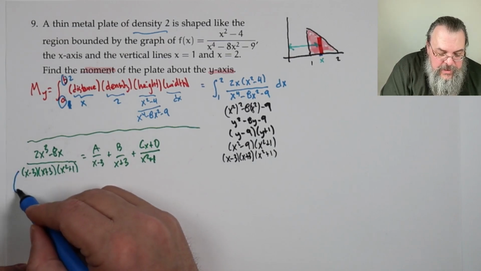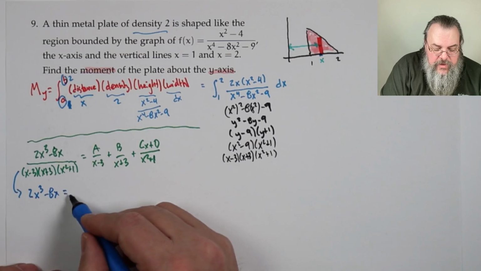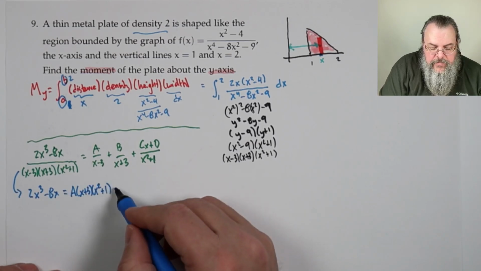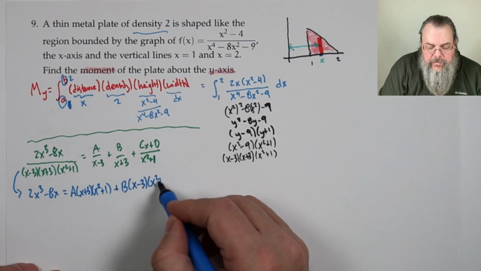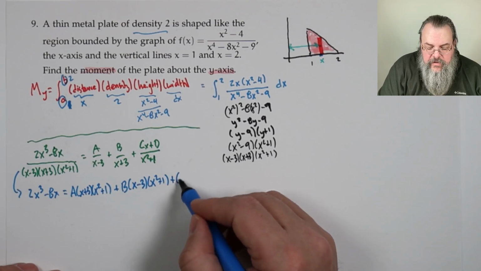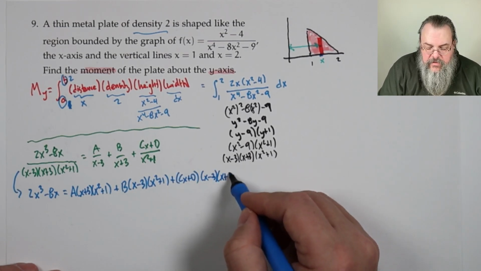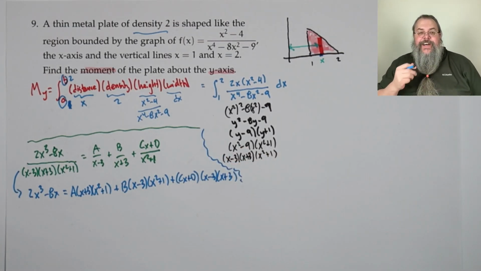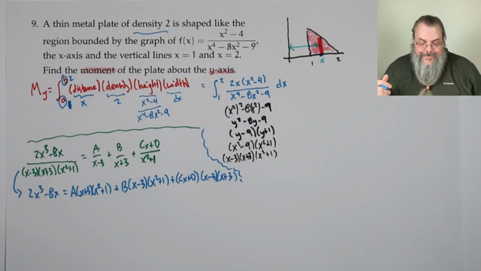Well, we're going to get 2x cubed minus 8x is equal to a times x plus 3, x squared plus 1, plus b times x minus 3, x squared plus 1, plus cx plus d times x minus 3, x plus 3. Okay, good. Now, at this point, you're probably thinking, not so good, Steve. This looks like it's going to take us a while.